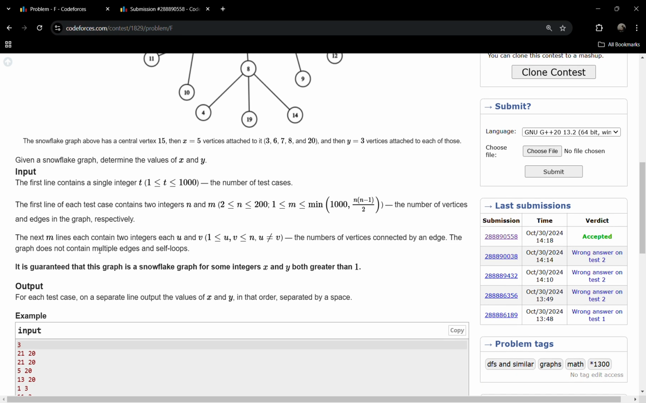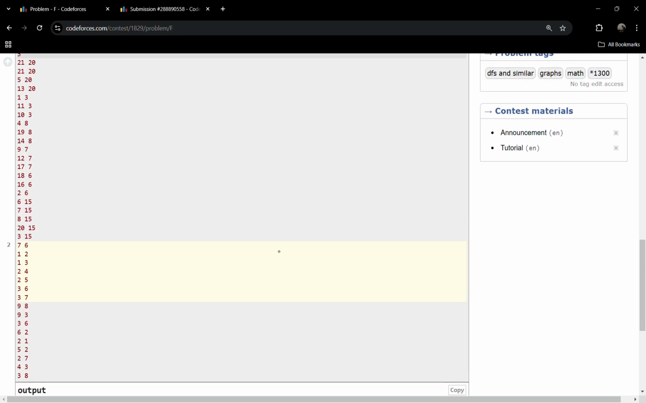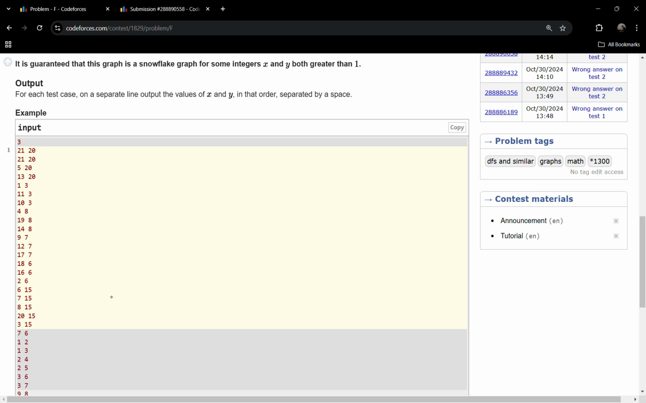So the next m lines each contain two integers u and v, the vertices connected by an edge. The graph does not contain multiple edges or self loops. It is guaranteed that this graph is a snowflake for some integers x and y, both greater than 1. This point is to be noted, both greater than 1. The graph is given as input, and we can store it in adjacency list format.